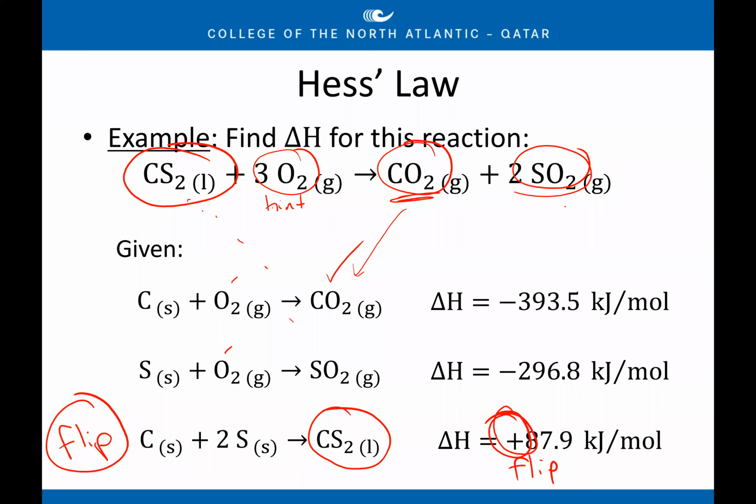Sorry, I misspoke earlier. CO2 is a product, so I don't need to do anything to it. SO2 is also a product, which is fine, but there's a problem. SO2 has a 2 in front of it. So I'm going to have to multiply this equation by 2. Again, the goal is to get all of your reactions to match the overall reaction.